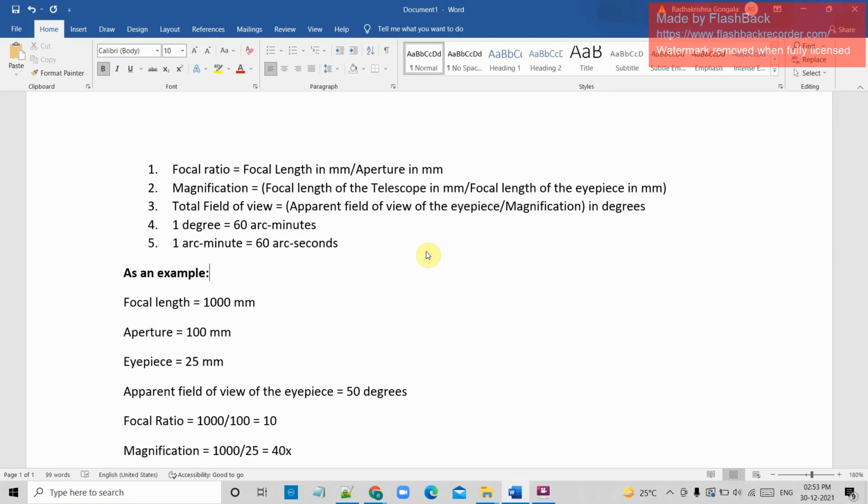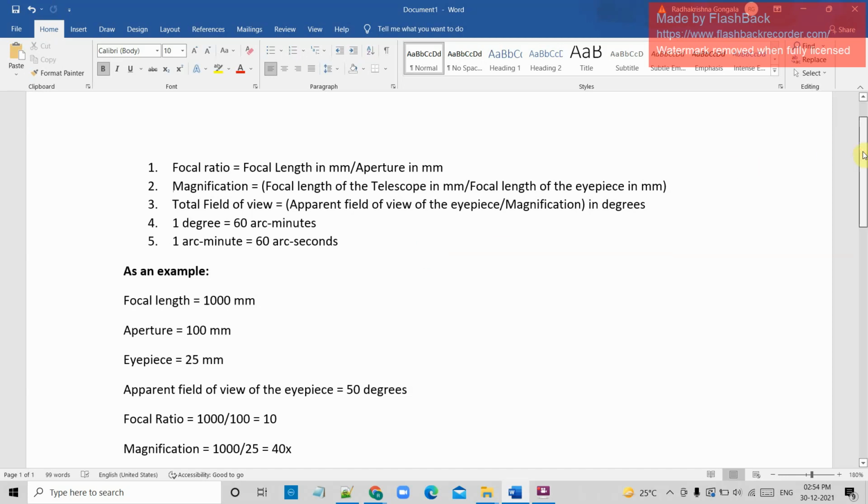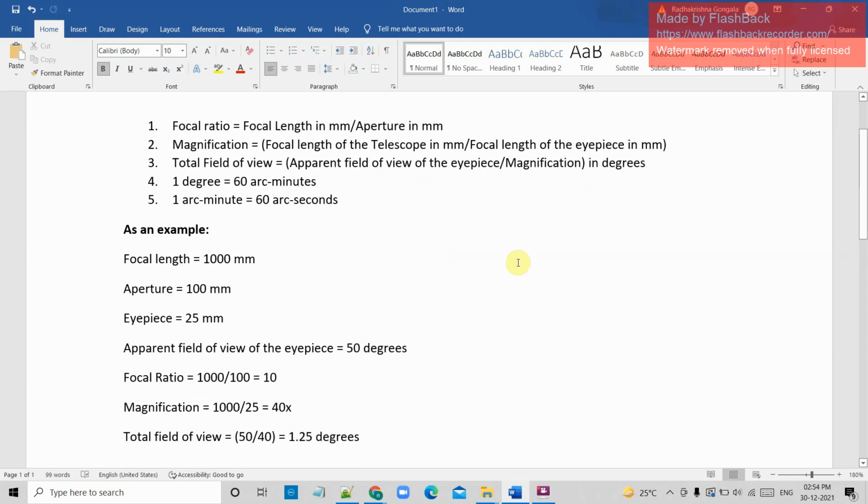Now, in order to better understand these formulas, I have given a small example here where the focal length I have considered as 1000 mm, aperture as 100 mm, eyepiece as 25 mm and the apparent field of view of the eyepiece is 50 degrees. Using this, the focal ratio is calculated as focal length divided by the aperture, which is 1000 by 100, which comes to 10.